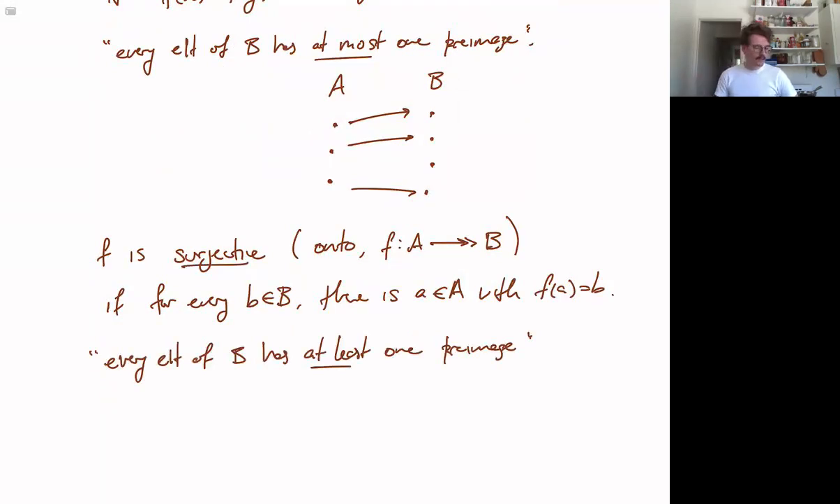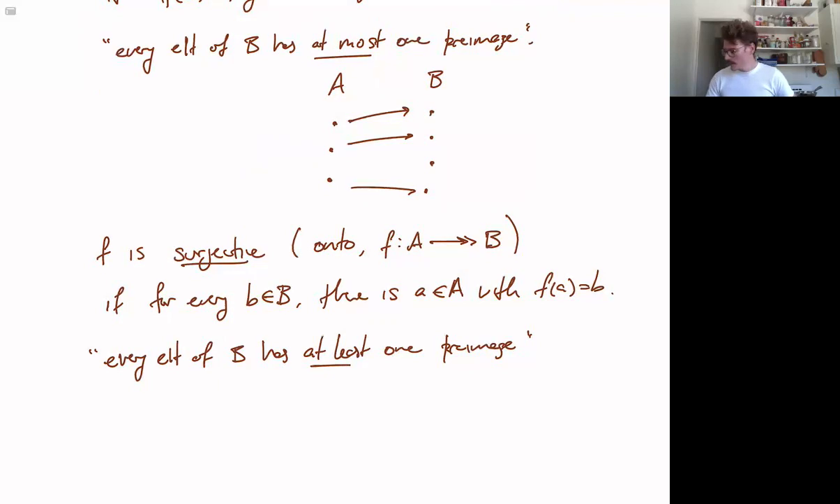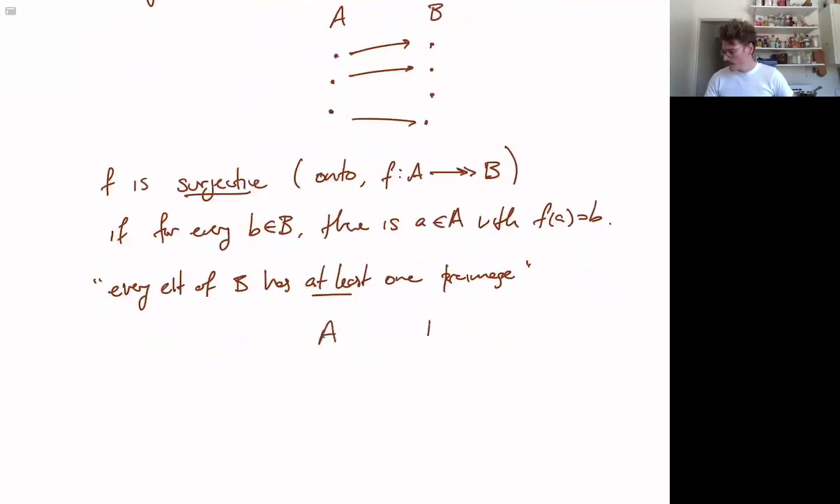So what does this look like? Let's draw another picture. Here, you can certainly have collisions. That is not the thing we're disallowing. What you can't have is a situation where there's a lonely guy with no arrows. We're requiring that every element of B has to have an arrow going to it. So this is what a surjective map looks like. Everyone has at least one preimage, like this, but you can certainly have more.